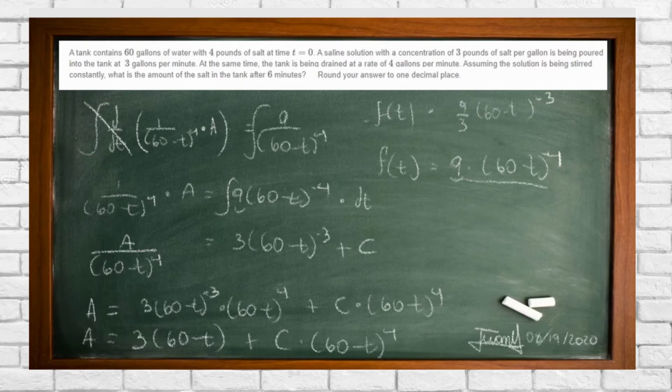We haven't finished yet because we do not know what c is, but we can figure it out from our initial value. We know that when time t is equal to 0, A, the amount of salt in the tank, is going to be 4 pounds.